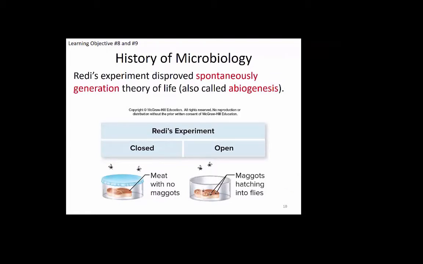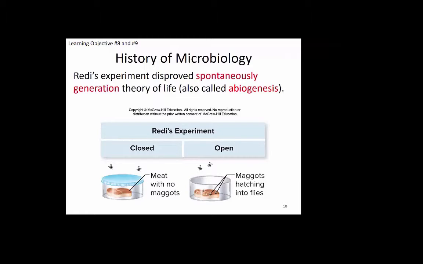Lastly is the origins of life, which for several centuries were thought to be spontaneous, meaning that life could arise from non-living matter. This theory of life is called spontaneous generation, or abiogenesis.